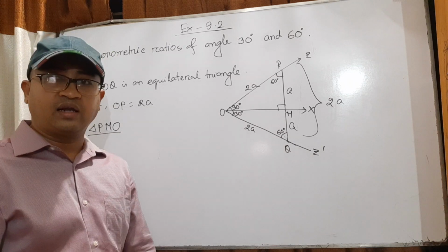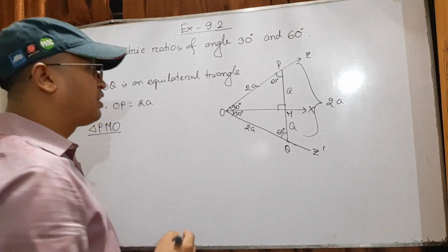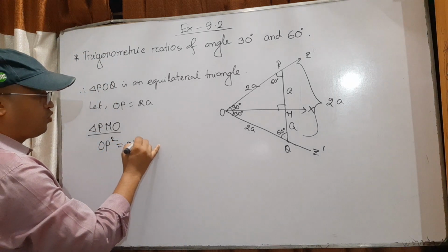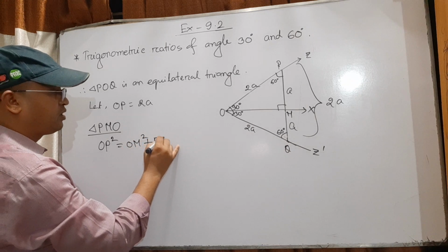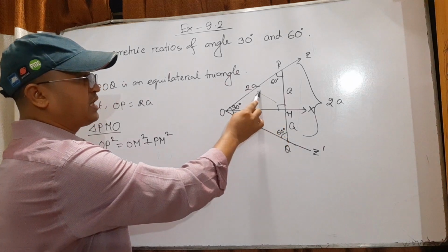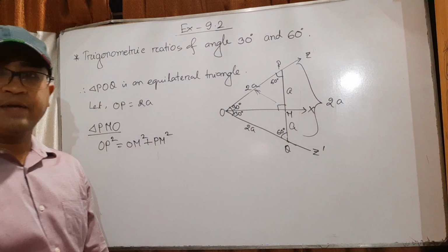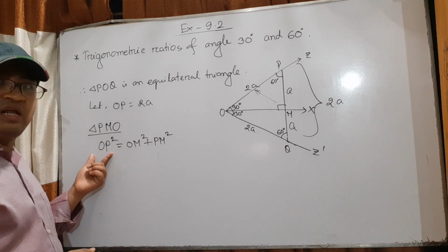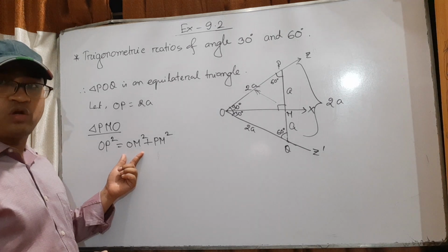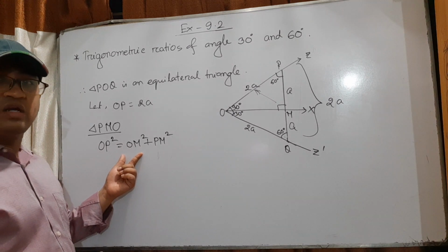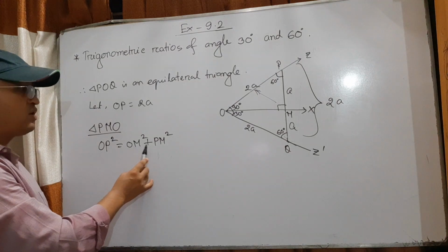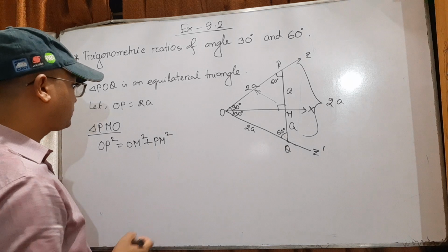And in the right angle triangle, by the Pythagoras theorem, we can write OP square equal to OM square plus PM square. OP is the hypotenuse. This is a right angle, so the opposite side of the right angle is hypotenuse. So OP is hypotenuse. Hypotenuse square equal to the sum of the squares of the opposite two sides. So OP square equal to OM square plus PM square.